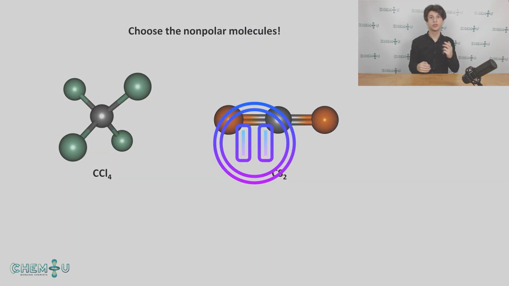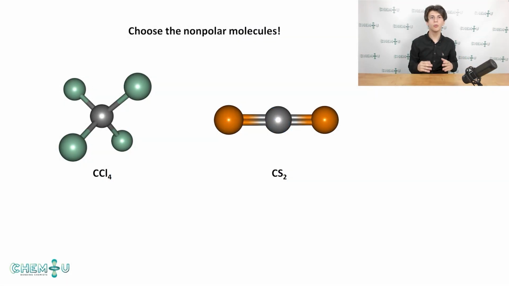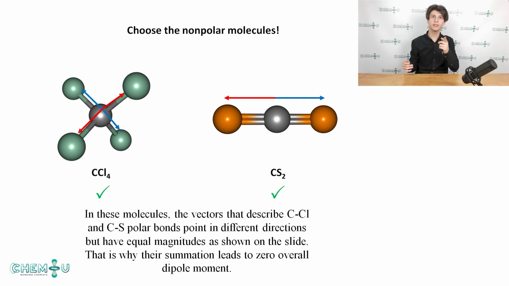Pause the video and try to choose nonpolar molecules based only on their geometries and constituent atoms. Done? Here are the right answers. As you can see, both CCl4 and CS2 molecules are nonpolar despite the polar covalent bonds present in them. The reason is the vector nature of a dipole moment.